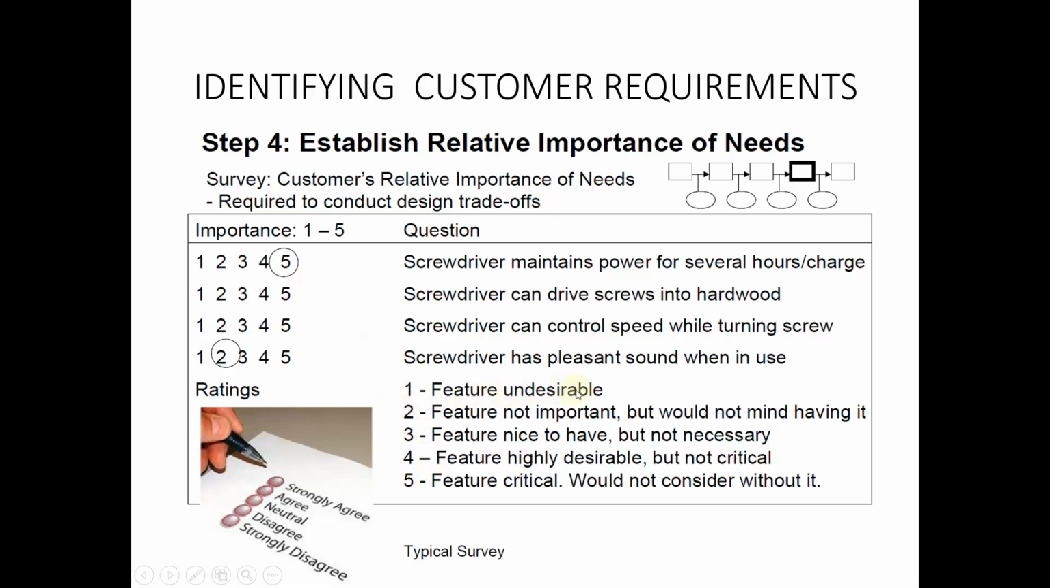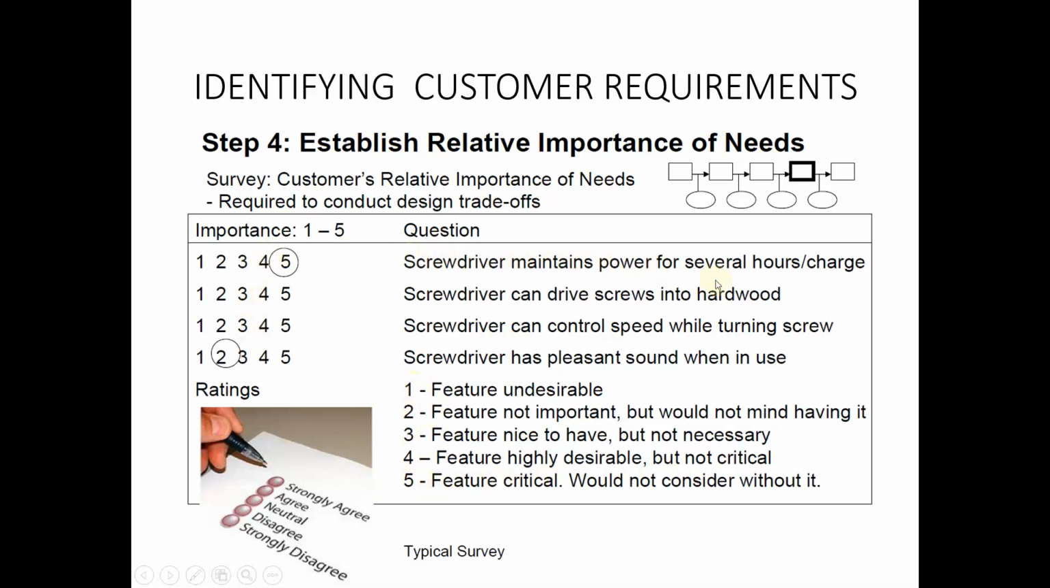1 is a feature that is undesirable, that is not required in the product. 2 means the feature is not important, but the customer does not mind having that feature in the product. 3 means the feature is nice to have, but it is not necessary in the product. 4 means the feature is highly desirable, but it is not very critical. 5 means the feature is critical in the product and the customer will not consider the product without that feature.